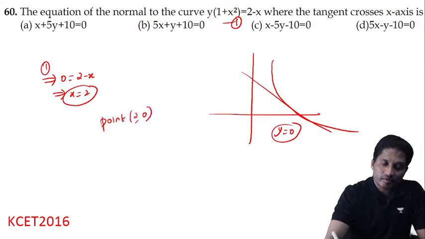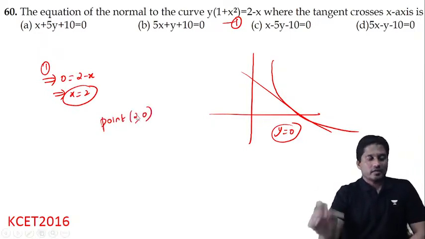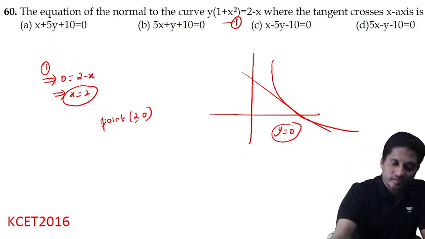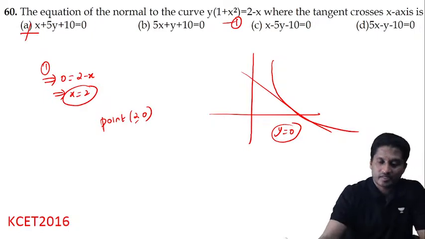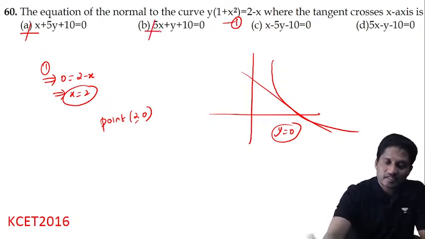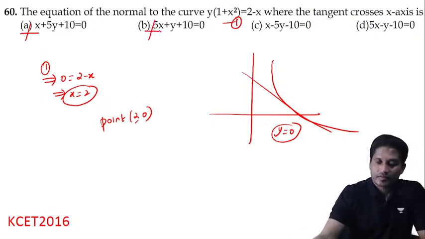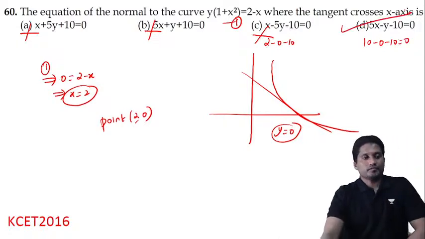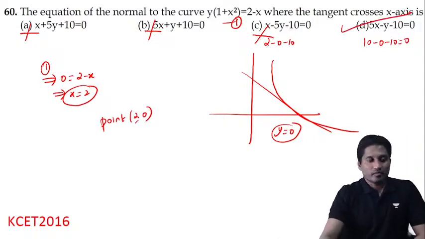So no need to do the problem. After getting the point, you substitute in the options and check which will satisfy. If I put 2 0 in the first option, doesn't satisfy. If I substitute here, it doesn't satisfy. If I substitute here, you get 2 minus 0 minus 10. Even this doesn't satisfy. But if I substitute here, you get 10 minus 0 minus 10 is equal to 0. Answer is option D.